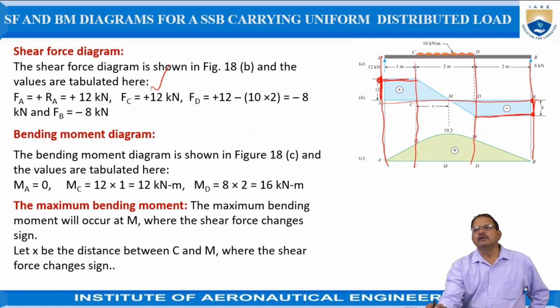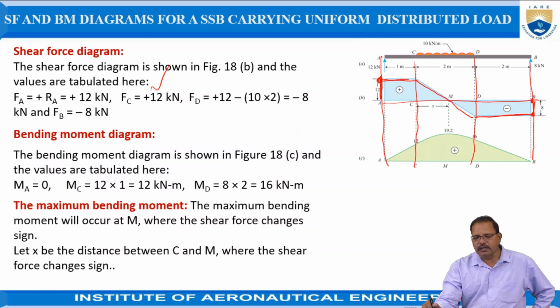Because of this, its value is changing from positive to negative, or negative to positive, as shown in the figure. So you have to join these points using a straight line, because this value follows a straight line law as shown in the figure, because it depends upon the x values. So this diagram is known as the shear force diagram.